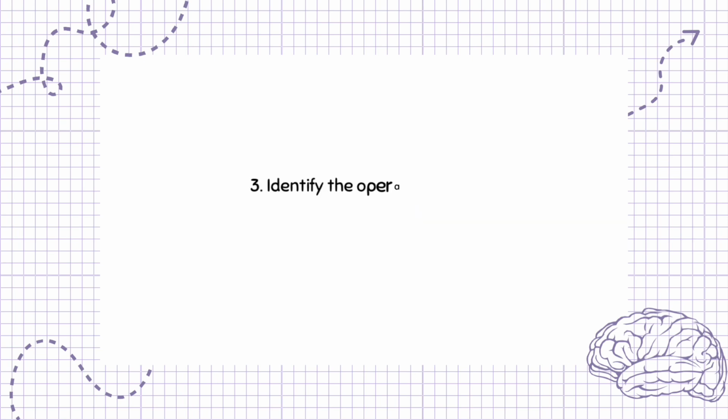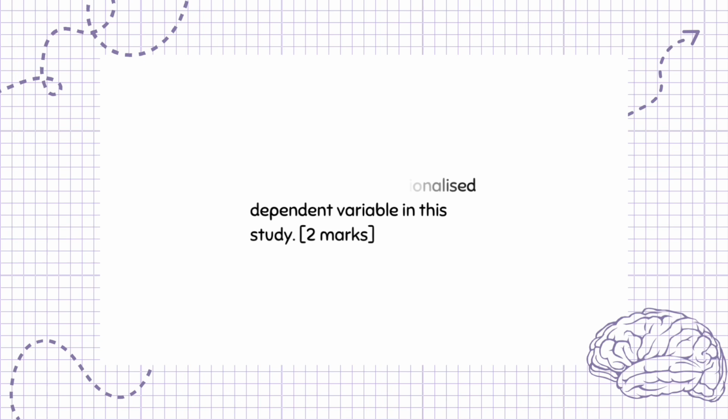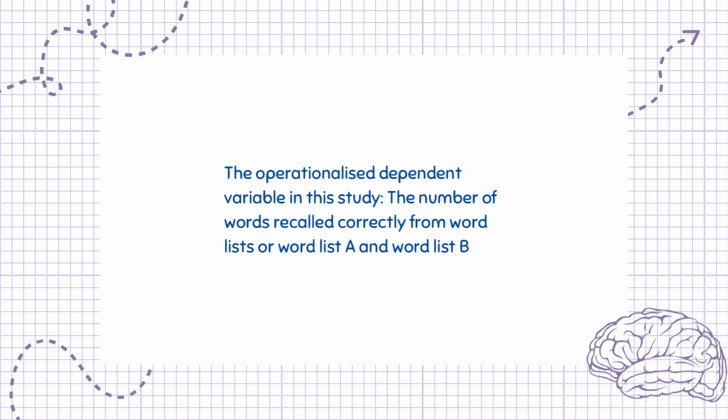Question 3. Identify the operationalized dependent variable in this study. 2 marks. The operationalized dependent variable in this study is the number of words recalled correctly from word list A and word list B.